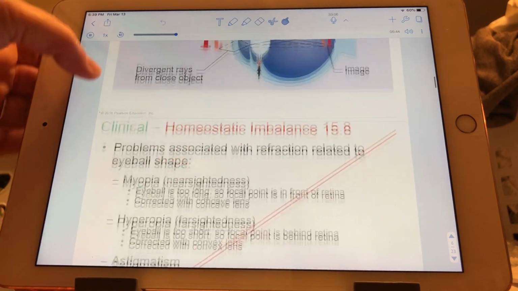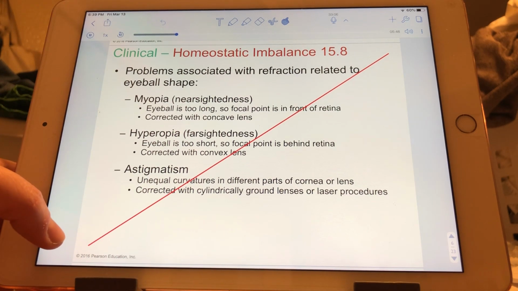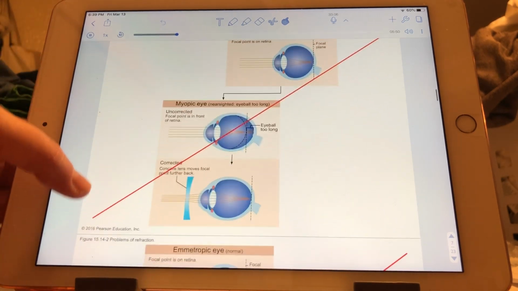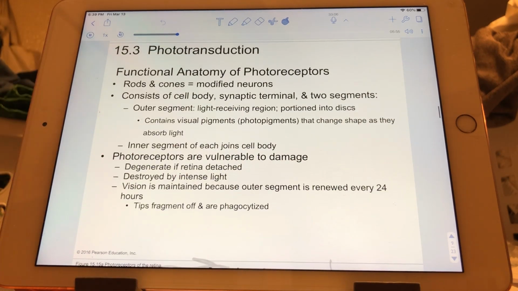Slide 6. We're skipping this quarter, even though it really bothers me to skip it. Slide 7, slide 8, we're skipping this quarter. Slide 9, excuse me.